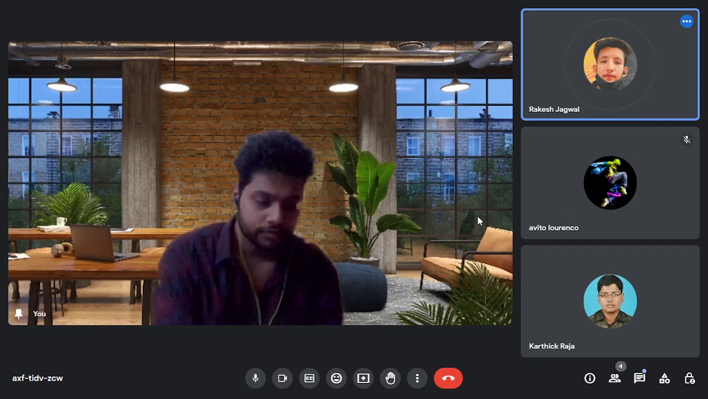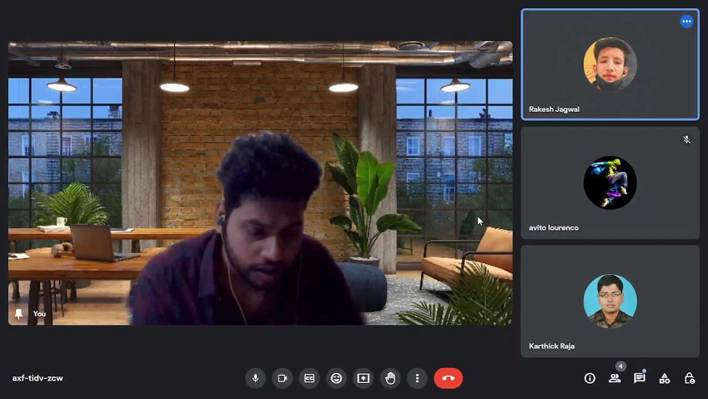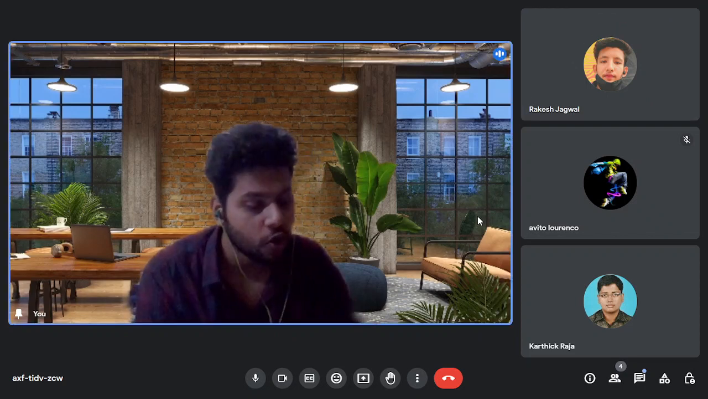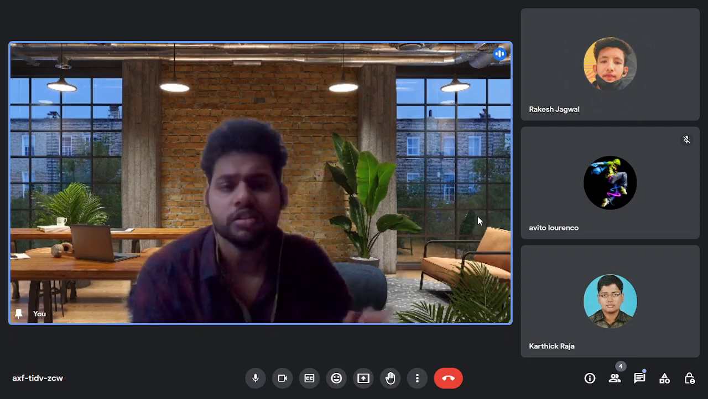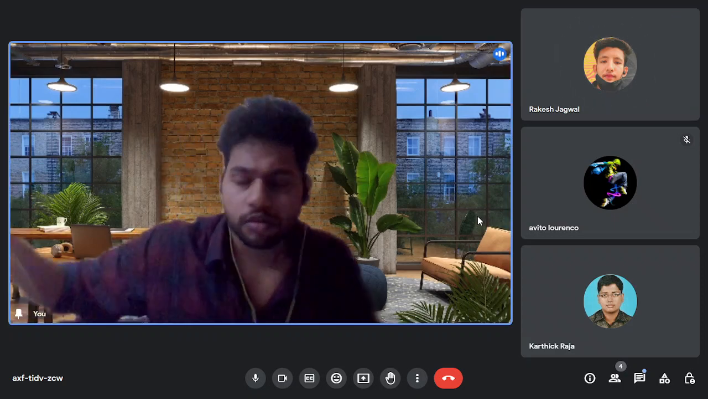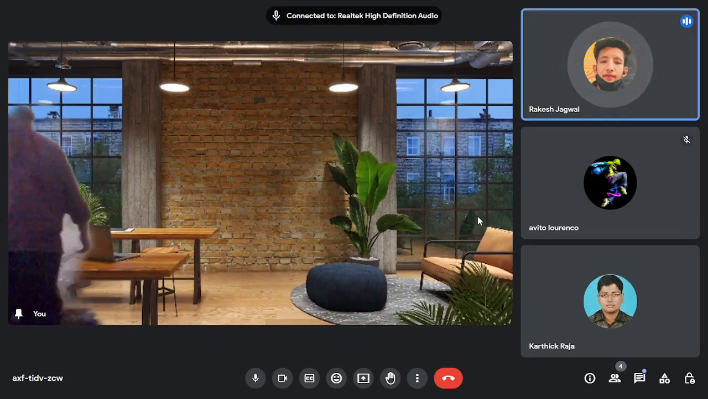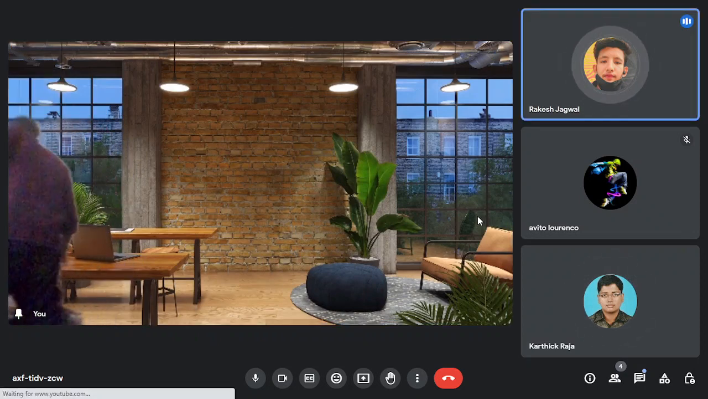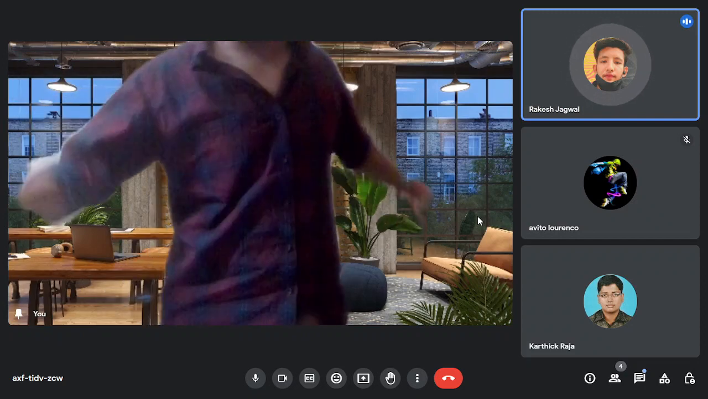Now we are going to discuss what is a thermocouple and how a thermocouple is connected. What is a thermocouple? I don't know much about it, but basically it is used for the measurement of temperature, like an electrical thermometer.